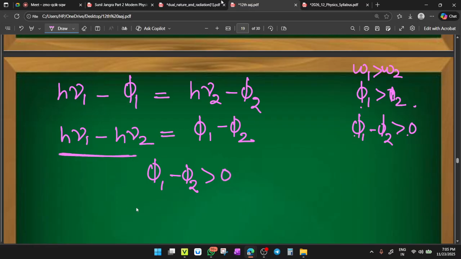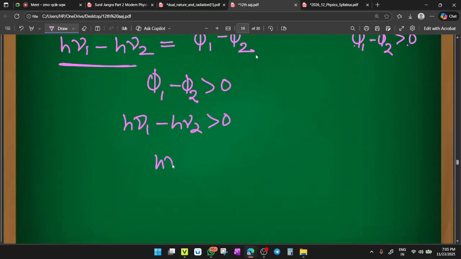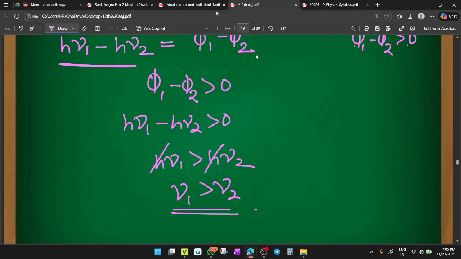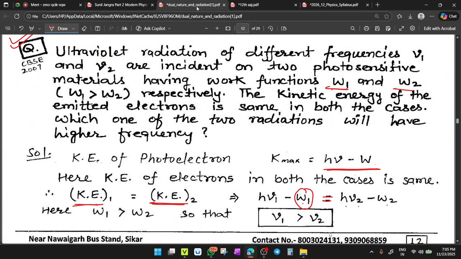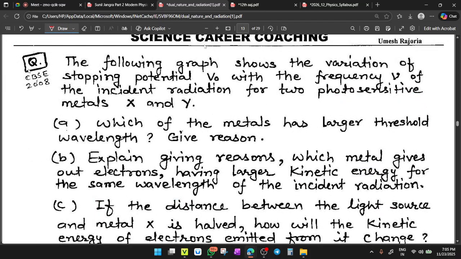Therefore h nu 1 minus h nu 2 is also greater than 0. So h nu 1 is greater than h nu 2. The h's cancel, so the incident frequency of radiation 1 will be greater than that of radiation 2. Clear or not? So nu 1 will be greater than nu 2. Okay, taking the next question, students.